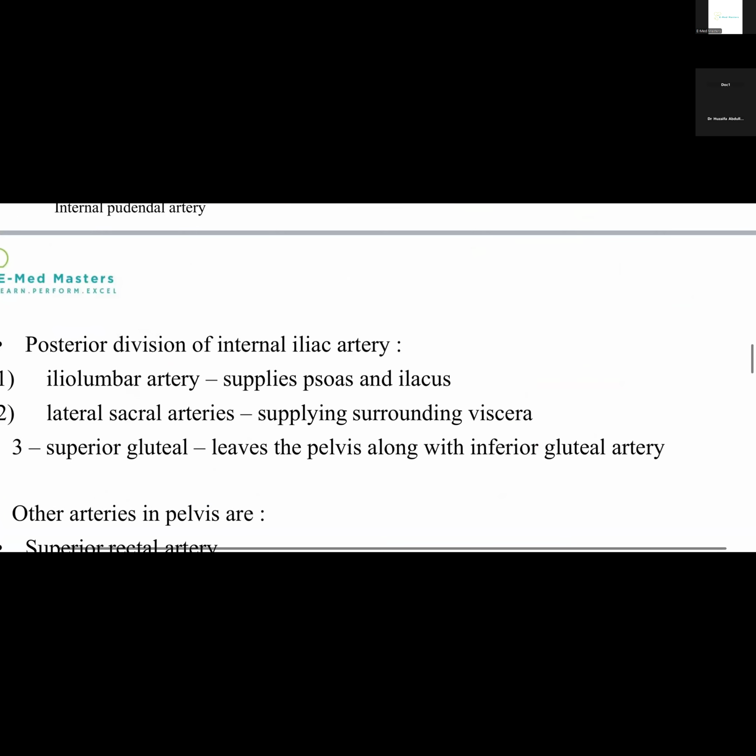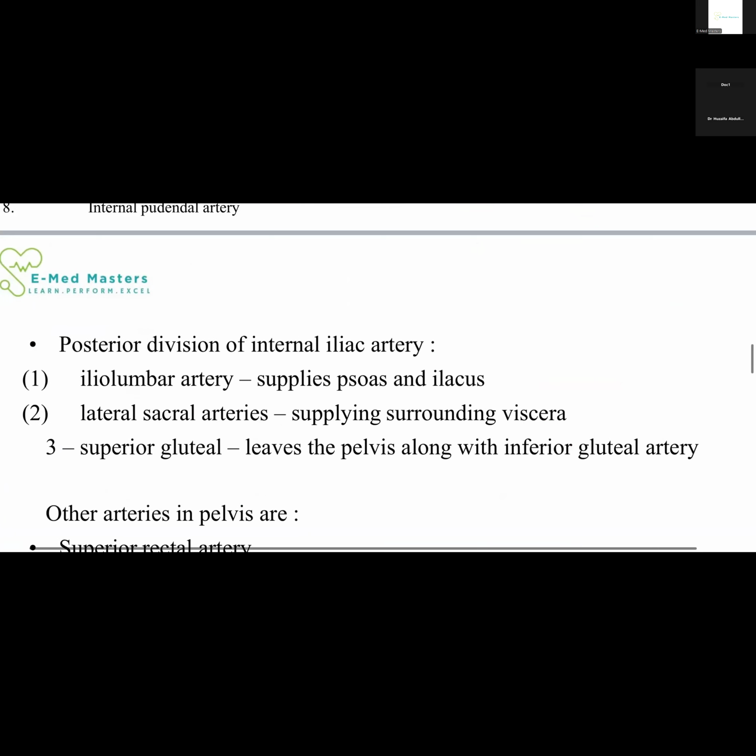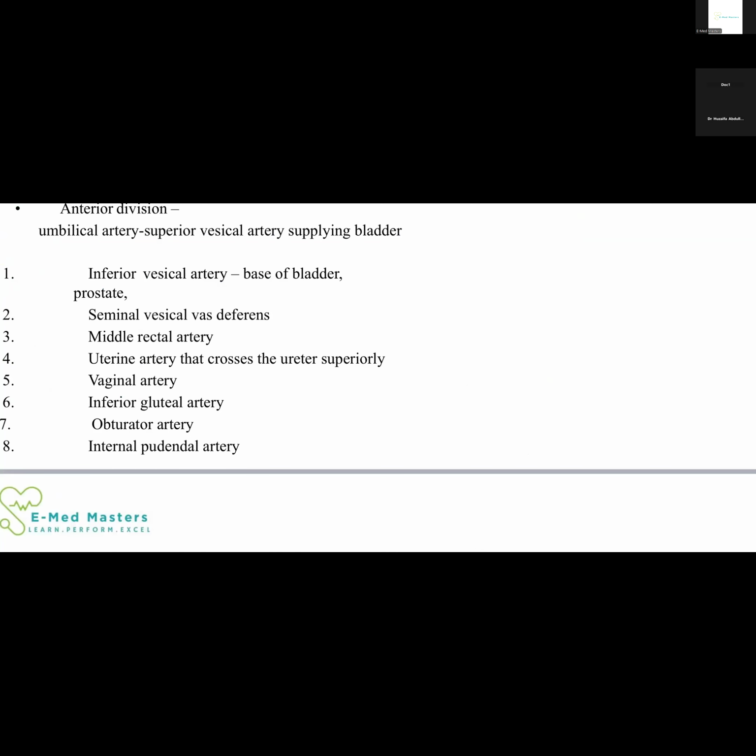So the posterior division of the internal iliac artery has 3 branches: iliolumbar artery, lateral sacral artery, and superior gluteal artery. The iliolumbar artery supplies the psoas and iliacus muscle. The lateral sacral artery supplies the surrounding viscera of the pelvis, and the superior gluteal artery leaves the pelvis along with the inferior gluteal artery. So the inferior gluteal artery is the branch of the anterior division, while the superior gluteal is the branch of the posterior division of the internal iliac artery. This is an important point.